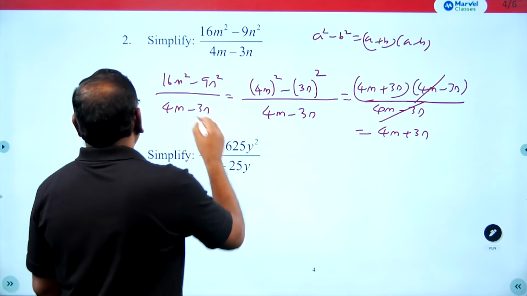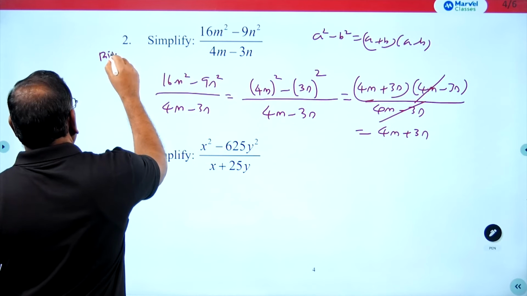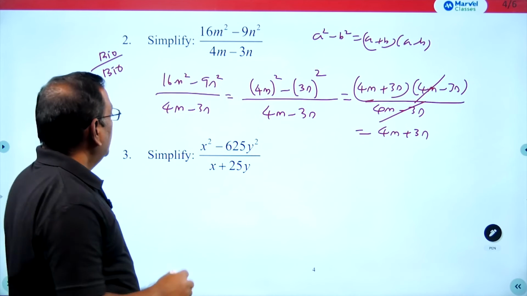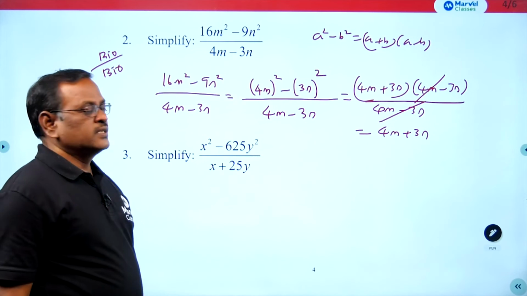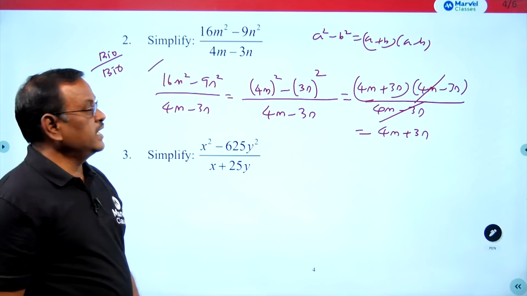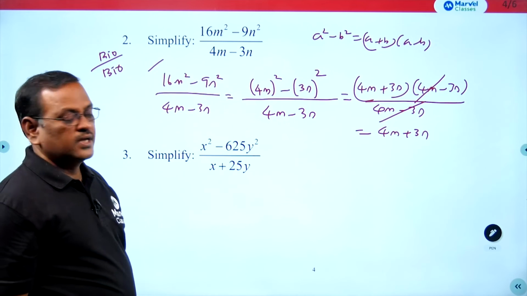This is an example for binomial by binomial, and this is simple because you can directly apply the identity for the numerator. What is that identity? A square minus b square. One more sum.